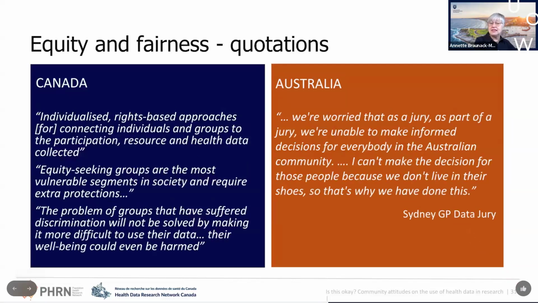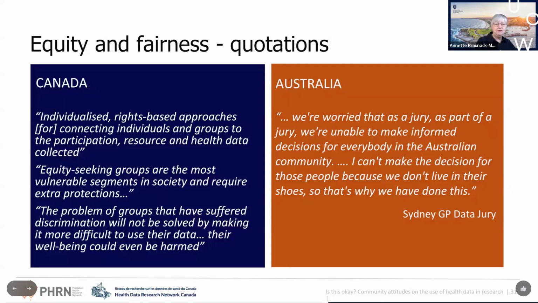The Australian Sydney jury on GP data usage were quite concerned that they weren't representative of the broader population. And here's a quote saying, well, we actually have made a recommendation about consulting more vulnerable populations because we don't think that we can make a decision for people. We're not able to live in their shoes.